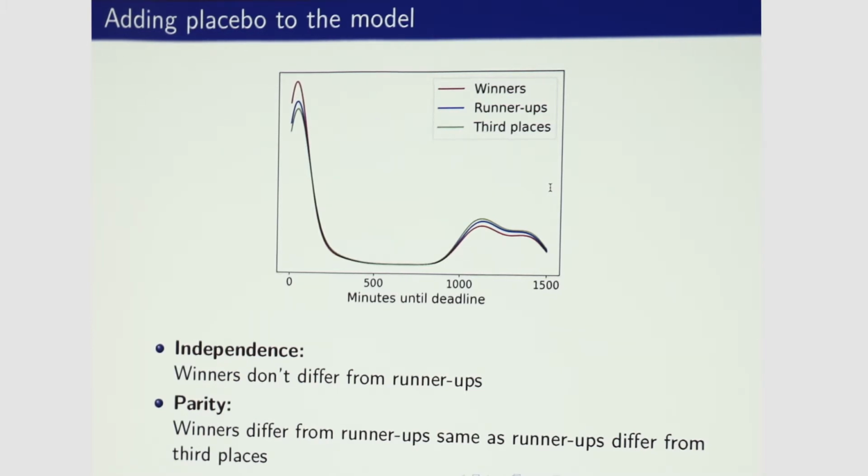And maybe the more experienced participants know about this, but the naive participants don't. So the naive take third places and they don't bid as close to the deadline. But there are actually perfectly natural reasons for this too.